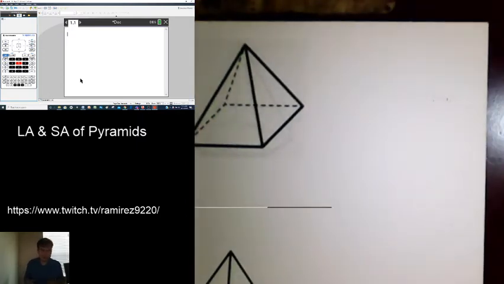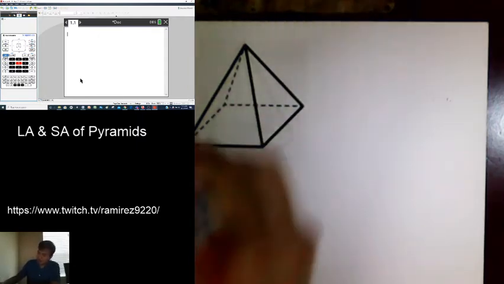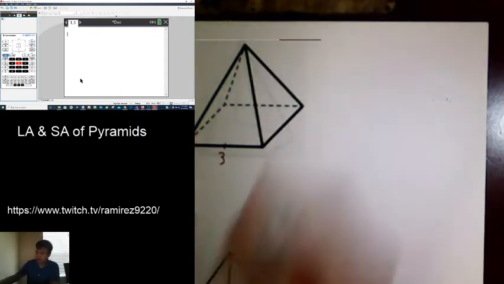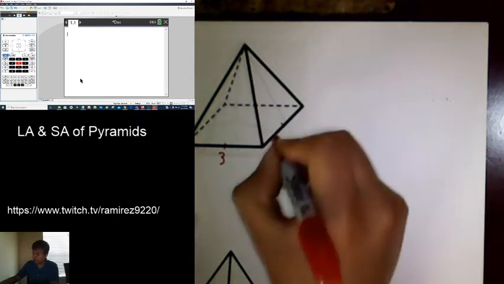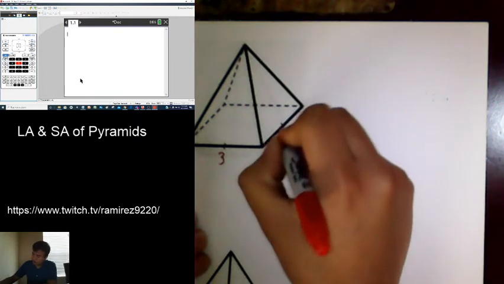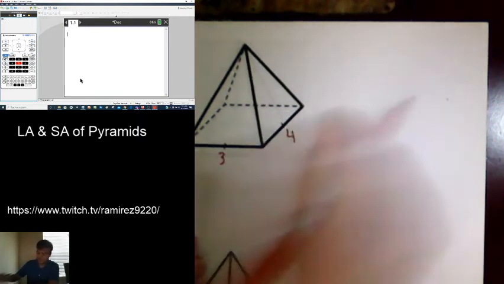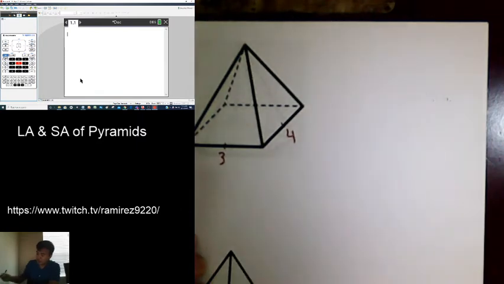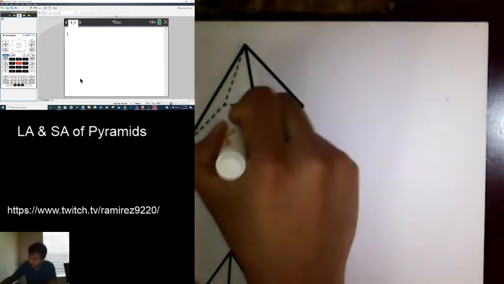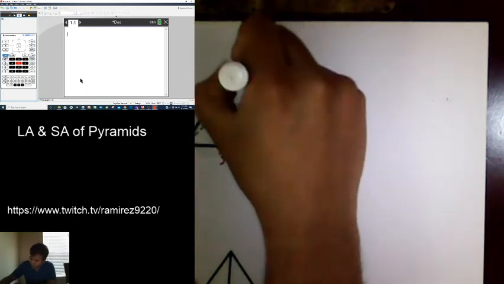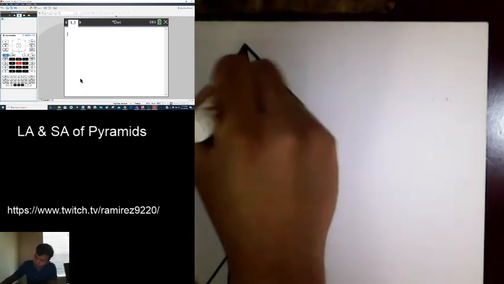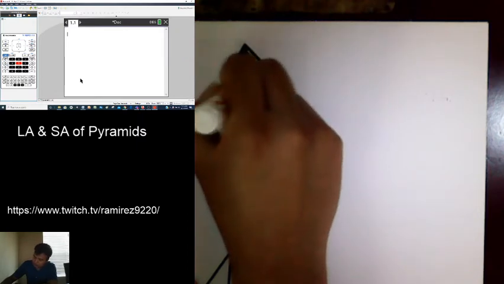Alright, so let's start with the basic one. Let's start with one where they give you everything. Okay, let's say this shape here in the bottom was a square, and you knew that this was 3 and that this right here was 4. I guess it's not a square, it's a rectangle. Alright, let's just say it's a rectangle. And they were to give you the actual height here. And they told you that the height was, I don't know, 10.